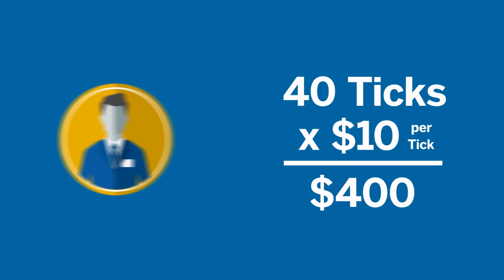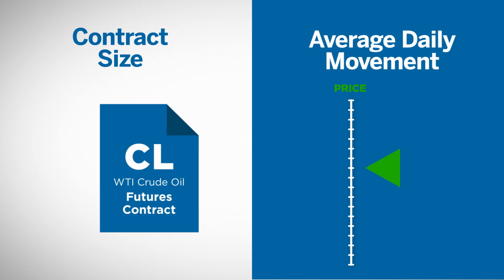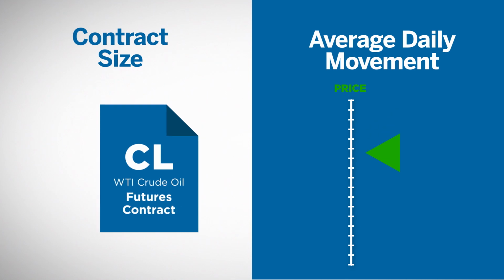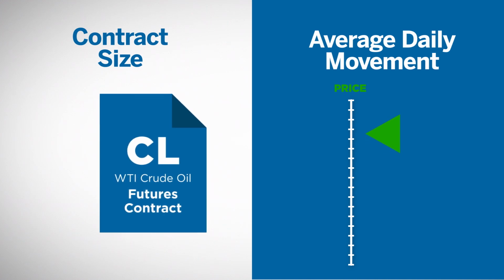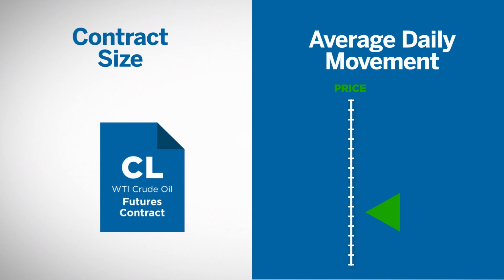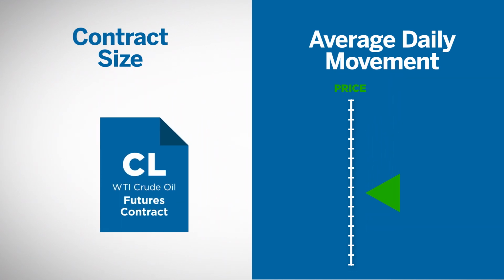The size of the contract can have a considerable multiplying effect on a trader's profit or loss. Before entering a position in the futures market, it's critical that a trader understand how any price fluctuation can impact their bottom line. In addition to contract size, it is also important to understand the relationship between the size of the contract and the contract's average daily move. These two numbers can help you determine the potential profit and loss range that could be expected over one trading day.